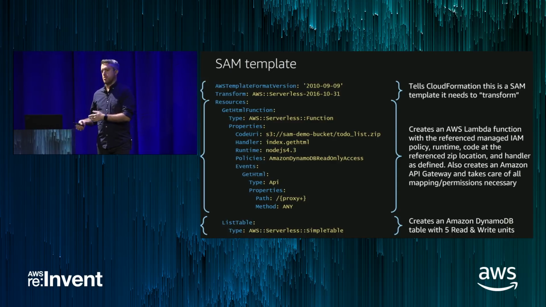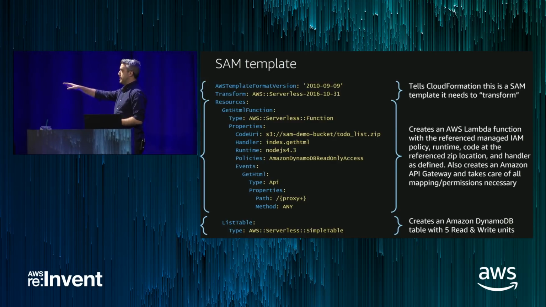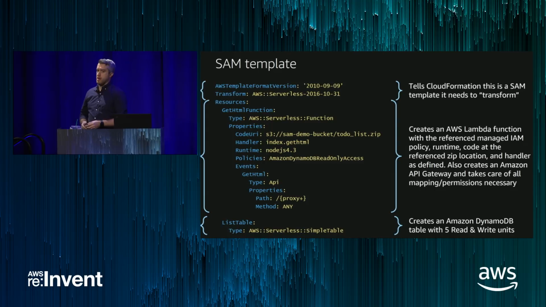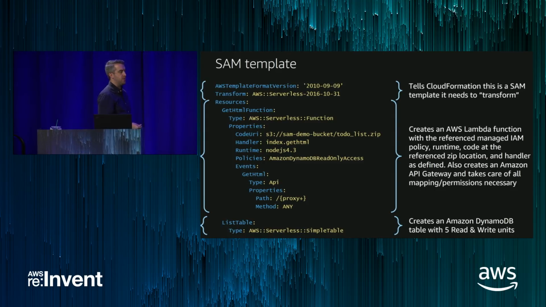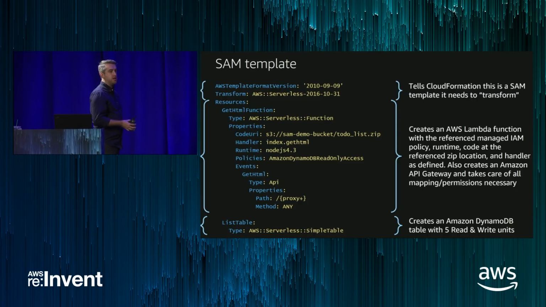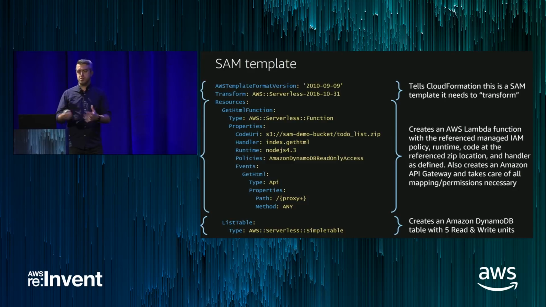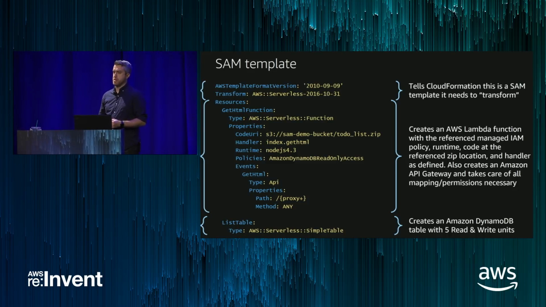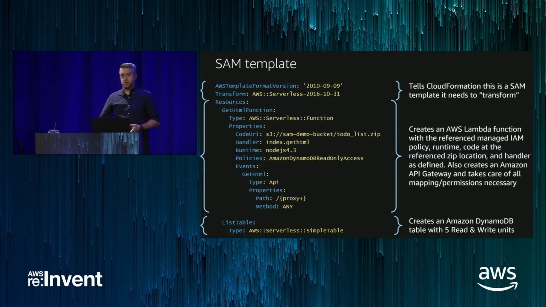I'll start with the simple table because there's less going on here towards the bottom. It's going to provision for us a DynamoDB table with a basic number of read and write units. Now, since today DynamoDB has the capability for auto-scaling, we actually don't need to think too much about specifying what the read and write units are going to be unless we know that we want to pre-provision a certain amount of capacity. Now, what's going on more in the middle of this template is our serverless function.